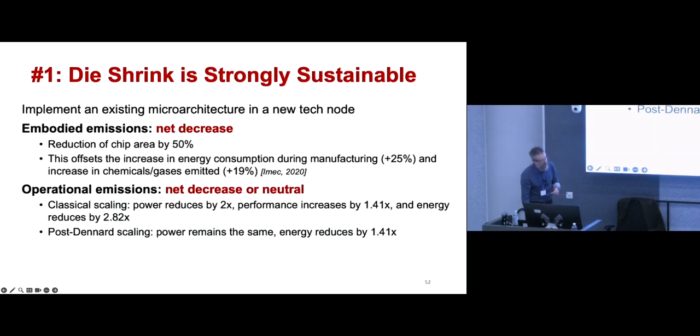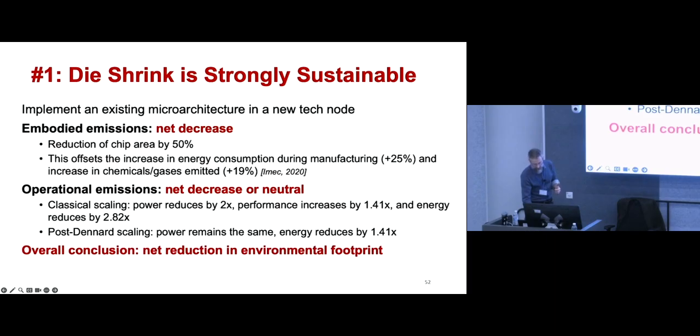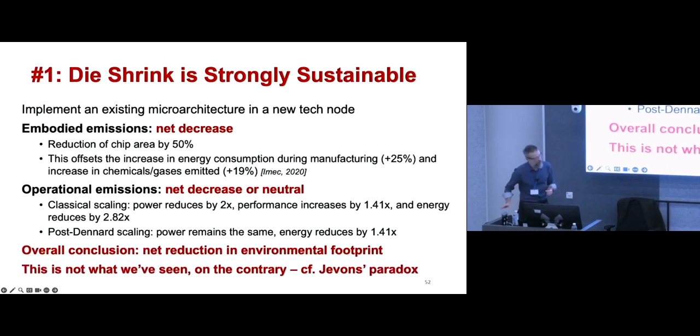in embodied emissions. For the operational emissions, it depends on whether we assume classical scaling or post-Dennard scaling. Today we are in a post-Dennard scaling era where we are power constrained. Under a fixed work scenario, yes, operational emissions would go down. Under a fixed time scenario, they would not go down, so it would be neutral. So overall, I would argue that a die shrink actually leads to a net reduction in environmental footprint.